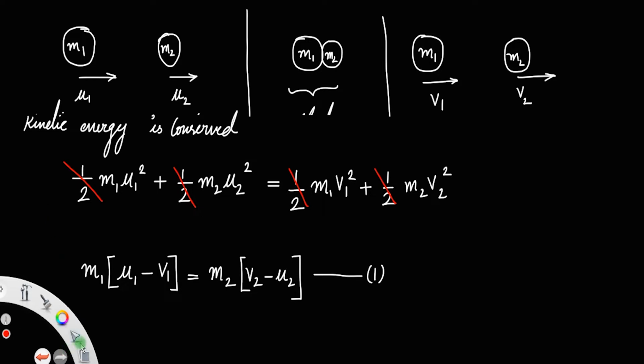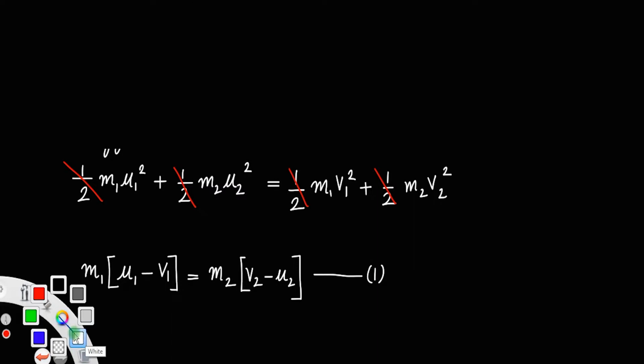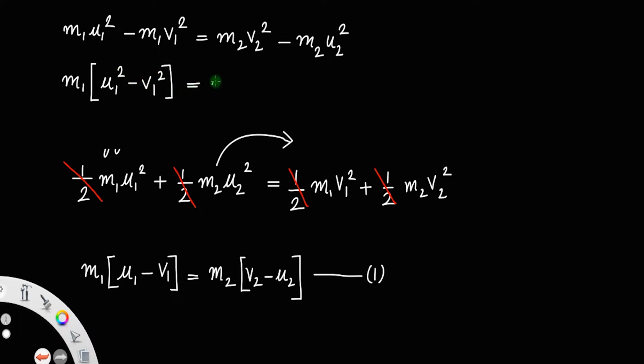Clear? I'm just erasing the first diagram in order to make some space. This can be written as m1 u1 square, taking m1 v1 square to the left, that is m1 u1 square minus m1 v1 square is equal to m2 v2 square on the right, and taking this one to the right it will become m2 u2 square. This can be written as m1 into u1 square minus v1 square is equal to m2 into v2 square minus u2 square.